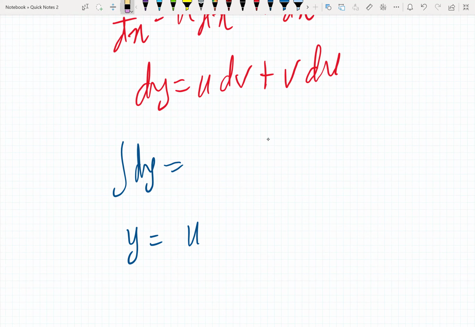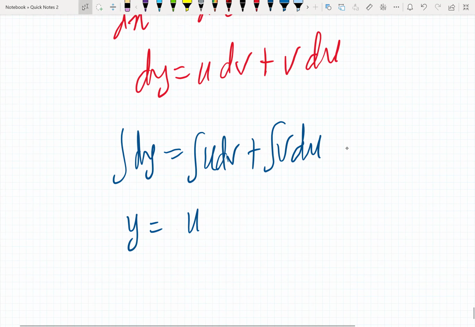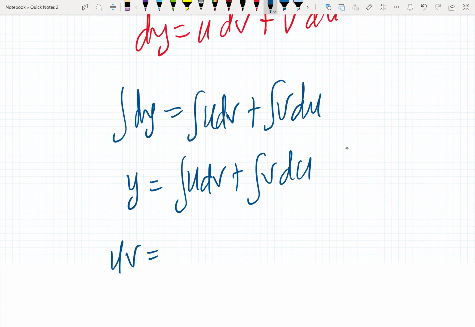So we have the integral of u dv plus the integral of v du. So don't forget, the solution we need is the integral of u dv, right? And we have that here. So y now is equal to the integral of u dv plus the integral of v du. Don't forget, the original y is actually uv here. So we have uv equal to the integral of u dv plus the integral of v du.